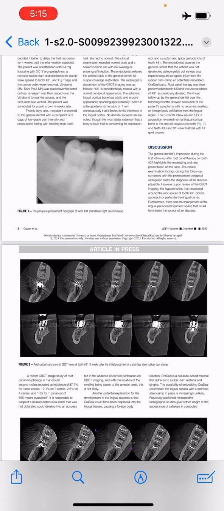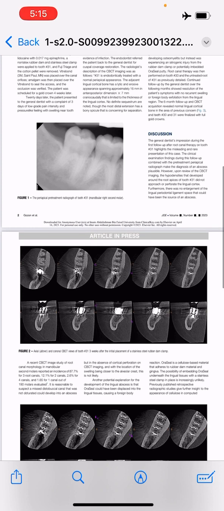Three weeks later, the radiologist's description of the CBCT imaging was as follows: tooth number 31 is endodontically treated with a normal periapical appearance, and the adjacent lingual cortical bone has a lytic and erosive appearance spanning approximately 16 mm in anterior-posterior dimension by 7 mm craniocaudally, that is limited to the thickness of the lingual cortex.